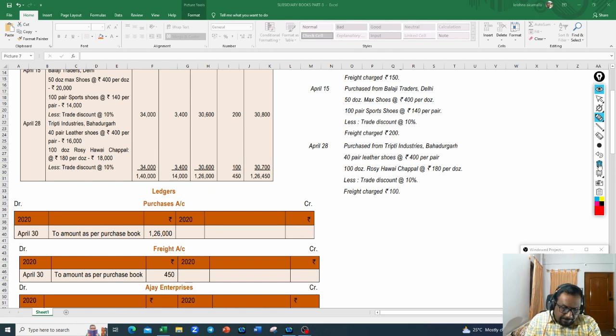Right. Next, the purchase account we have prepared. Next, the freight account. Freight is how much? 450. What entry do we write for freight? Freight charges debit, and the respective person's name credit because it is not paid. So this 450 also, you can say to amount as per purchase book 450. Why are we debiting this in freight charges? Freight charges is an expenditure. It comes under nominal account. All expenses and losses are supposed to be debited. Hence, this 450 is debited in the freight account by saying to amount as per purchase book.